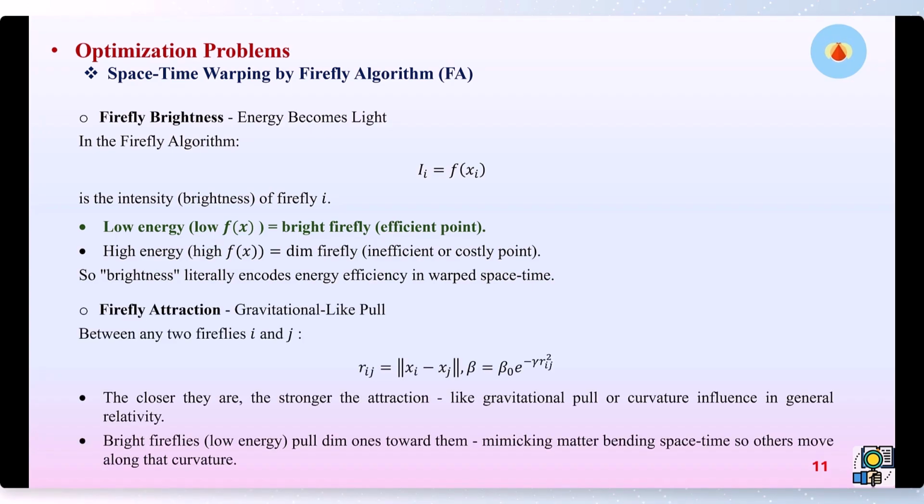So firefly attraction here is the gravitational light pull, which is between any two fireflies, i and j, which we show with r_ij. The closer they are, the stronger the attraction, like gravitational pull or curvature influence in general relativity. Bright fireflies, low energy, pull dim ones toward them, mimicking matter bending spacetime so others move along that curvature.